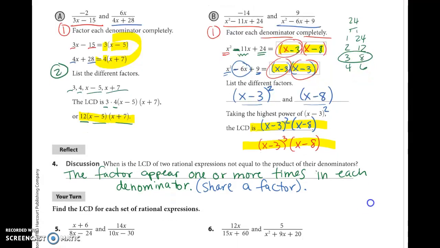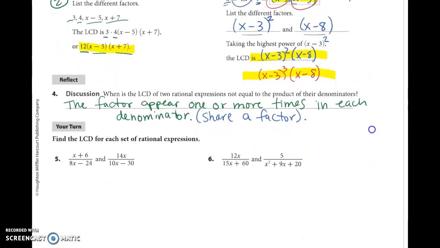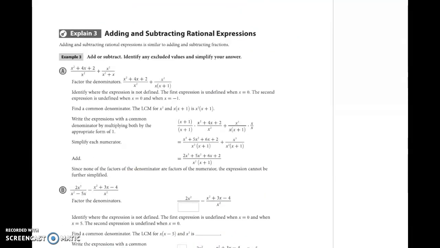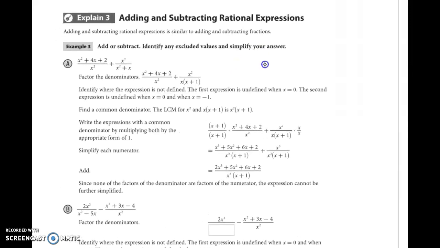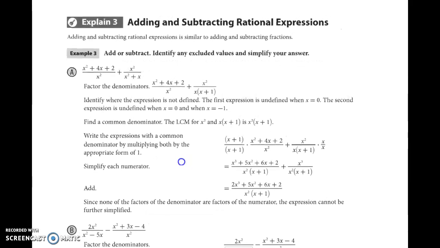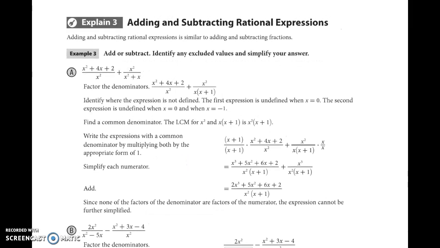So we're going to go ahead and move on to explain 3, and I'm going to leave the your turns on page 427 for you. So let's go to page 428 and let's look at explain 3. Now, explain 3 goes back to what our essential question of module 9.1 was, and it's how do you add or subtract rational expressions? So adding and subtracting rational expressions is similar to adding and subtracting fractions.